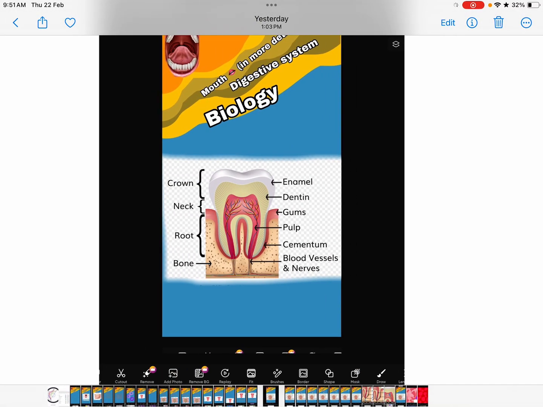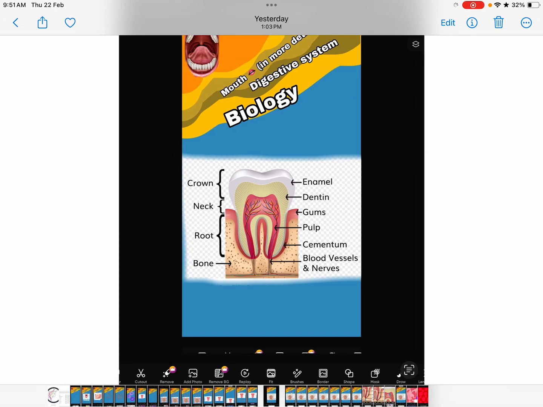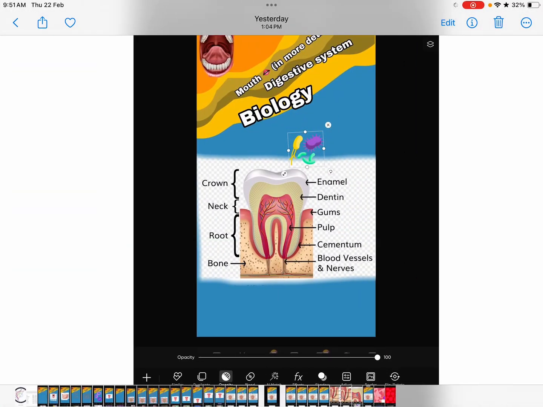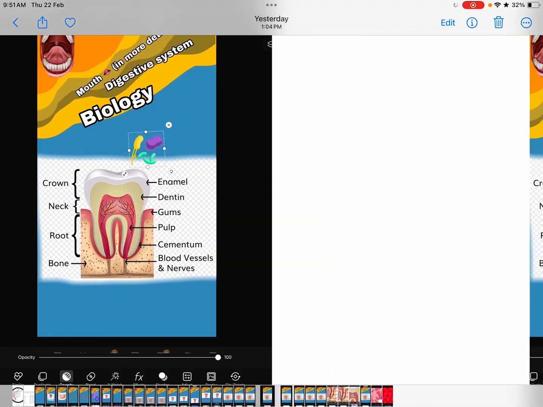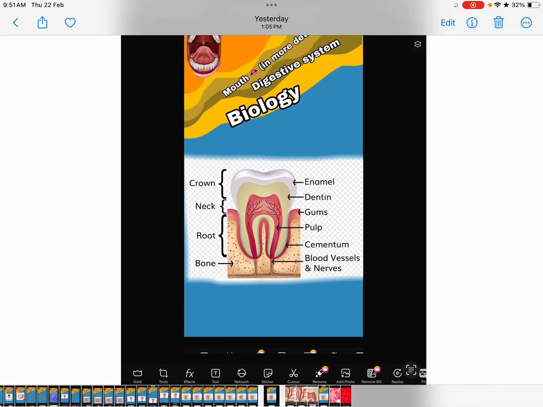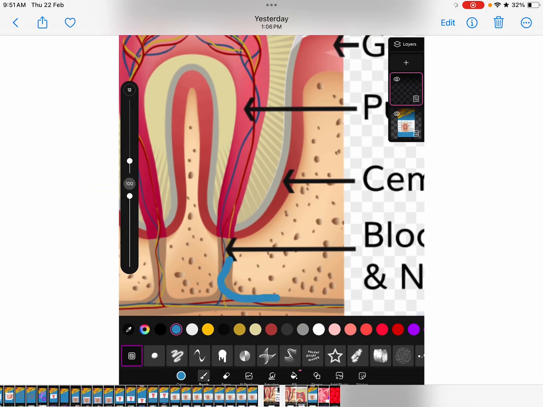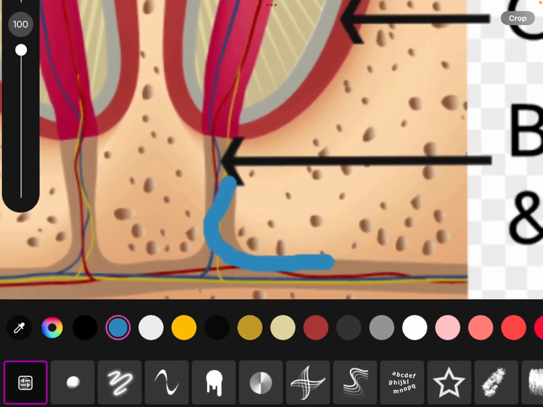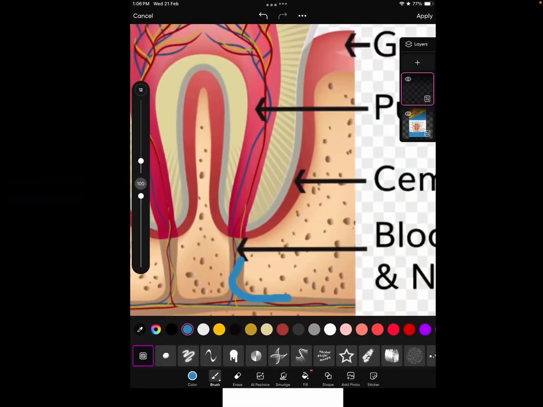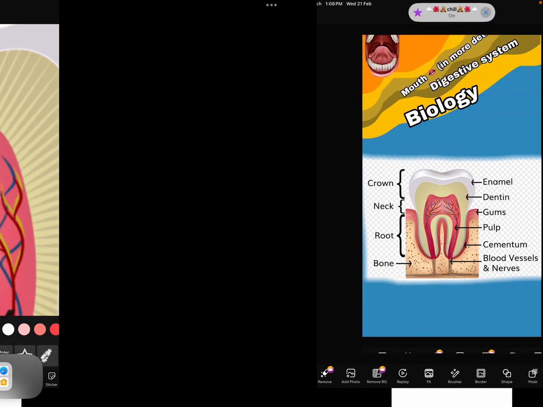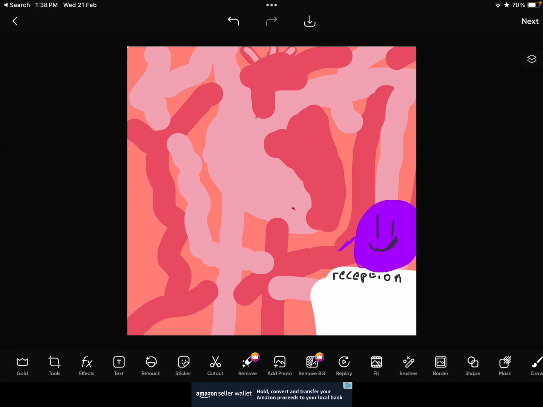So here is an animation of how the teeth protect you. Bacteria comes, but the enamel is too hard, so the bacteria goes searching for a way to get in. And then the nerves come, ask the tooth what it is doing, and the tooth tells the nerve what it is doing. And yeah.